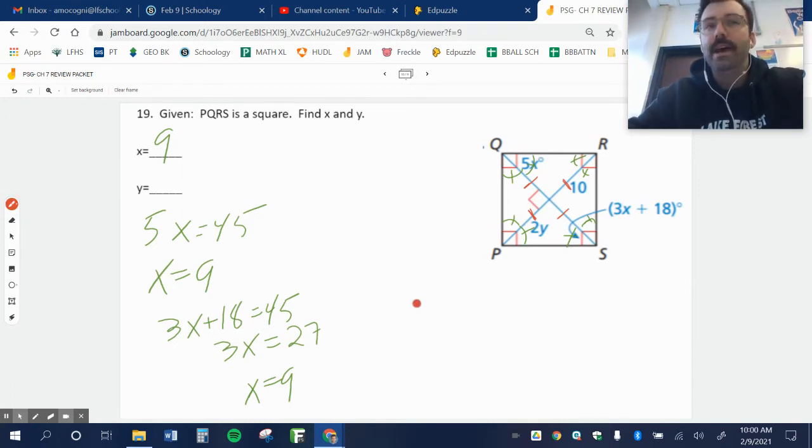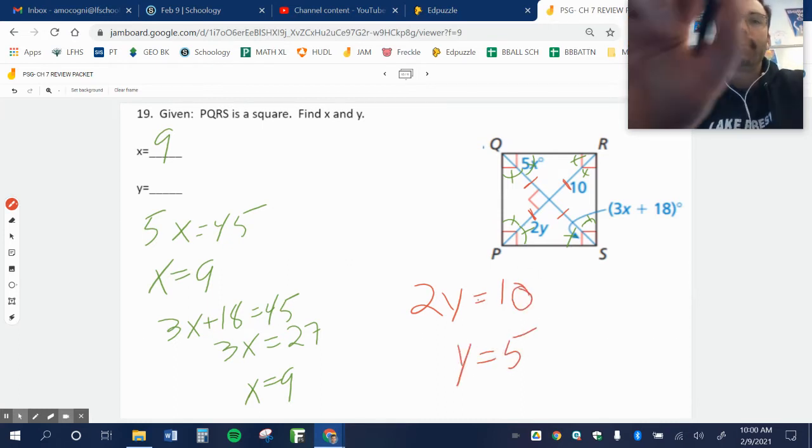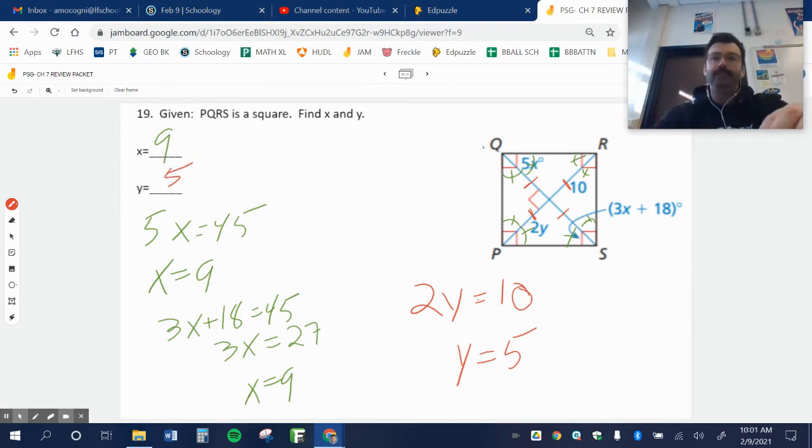Let's go back to these diagonals. The diagonals are congruent and they're bisected. So I know that 2y equals 10. So then y is just 5. Okay, let's keep going.